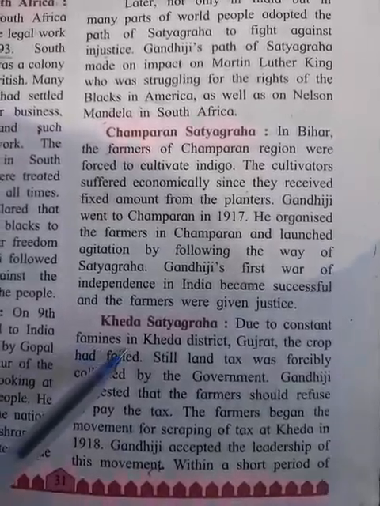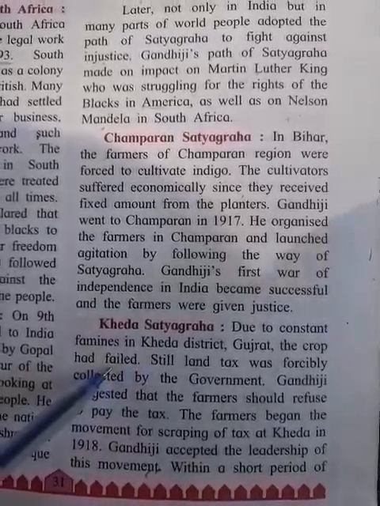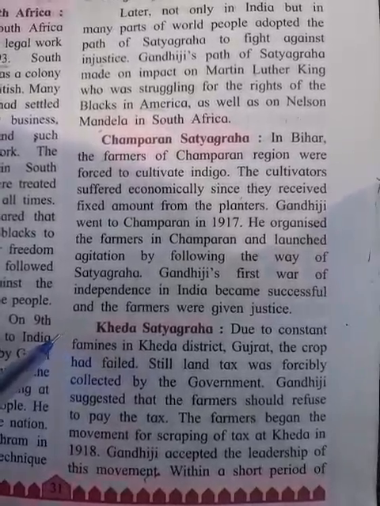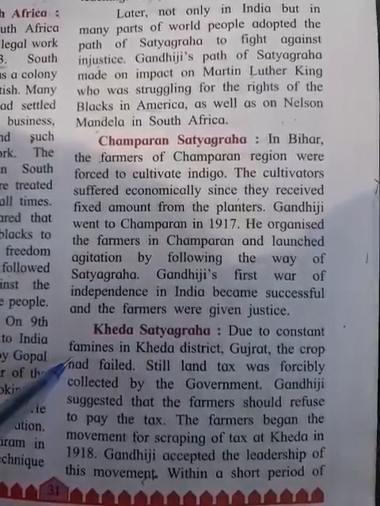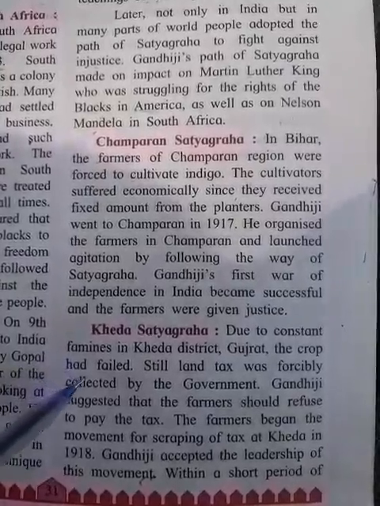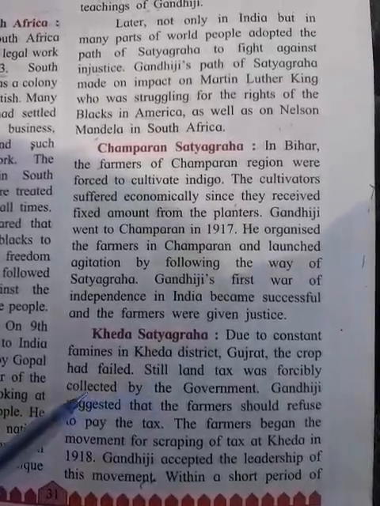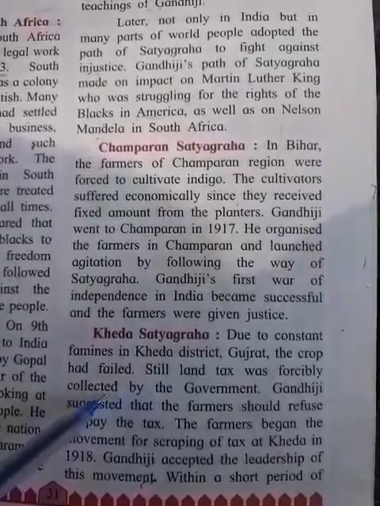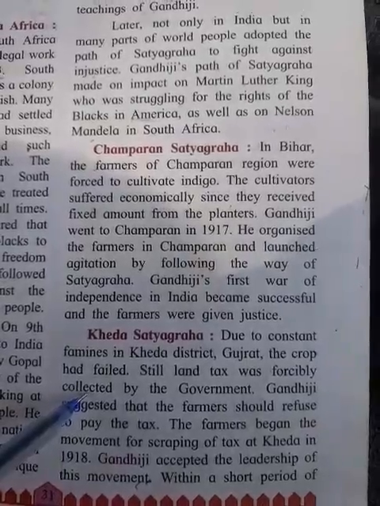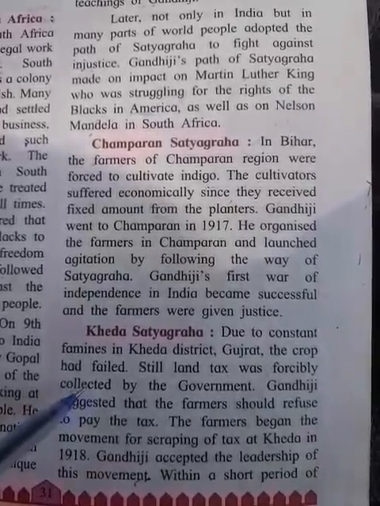famines means droughts. In the Kheda district, which is in Gujarat, the crops had failed. Due to constant famines in the Kheda district, the crops of the farmers had failed. Still, the government was forcefully trying to collect the tax from the farmers. Here see, the land tax was still forcefully collected by the government. The British government was forcing the farmers to pay the land tax, though there was a famine.